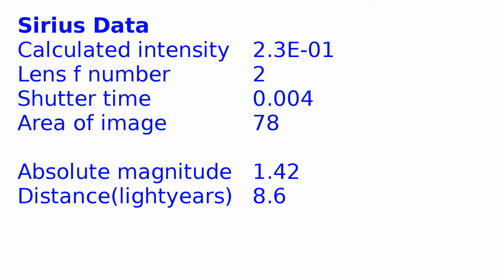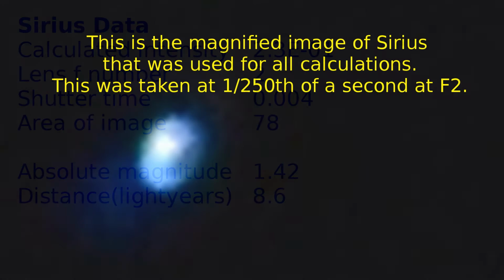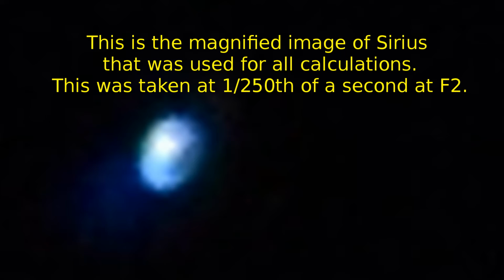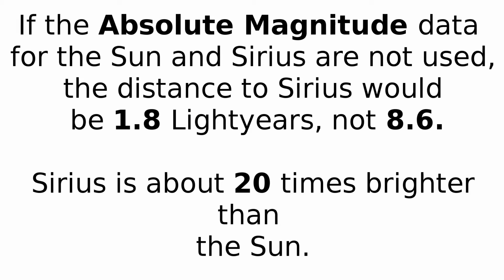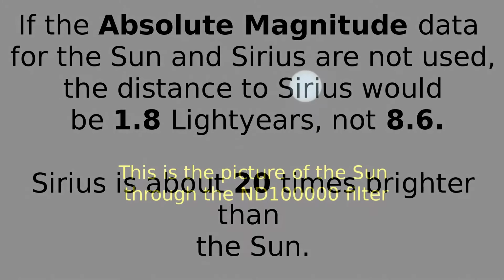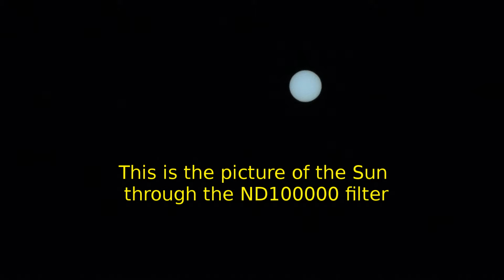I picked Sirius as my first star to get distances, and of course used the absolute magnitude of Sirius and the Sun to allow me to compare my result with everyone else's result. Had I not done this, Sirius would have been somewhat closer, though still very far away, 1.8 light years instead of 8.6. So I took a picture of the Sun with an eclipse filter, and then that night I took a picture of Sirius.